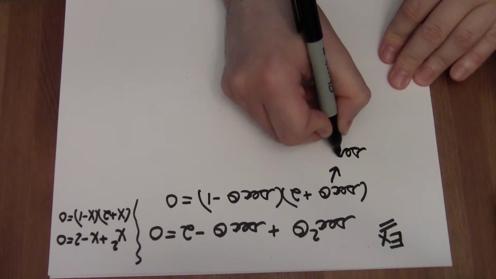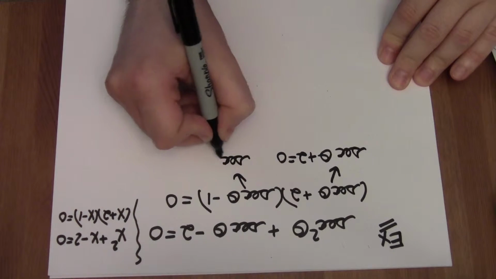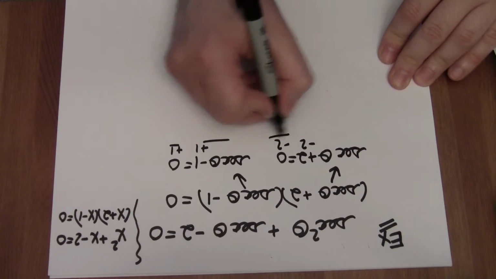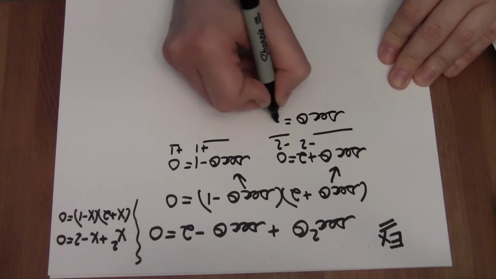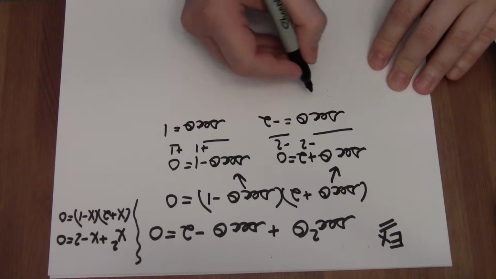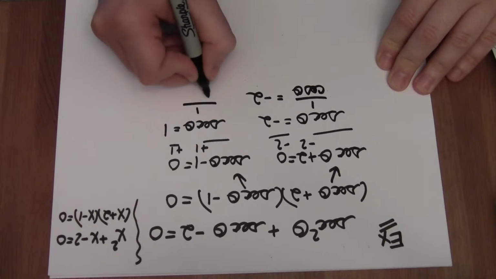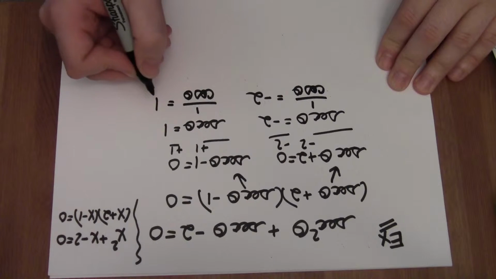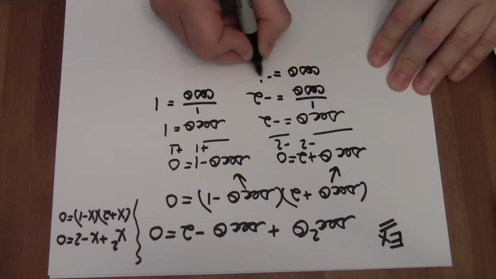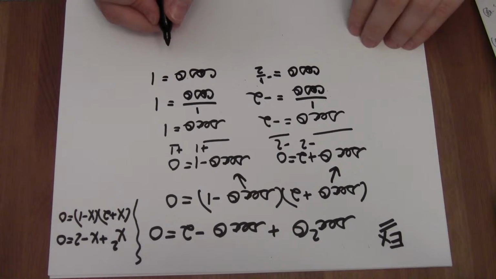Now we can set both pieces equal to 0. Secant of theta plus 2 equals 0, and the secant of theta minus 1 equals 0. Solving these, I get the secant of theta equals negative 2, and the secant of theta equals 1. Well, the secant of theta, that's just 1 over the cosine. So 1 over the cosine of theta equals negative 2. 1 over the cosine of theta equals 1. Find the reciprocal of both sides in both equations, and you get the cosine of theta is negative 1/2, and the cosine of theta equals positive 1.